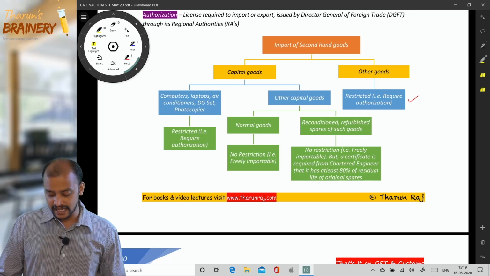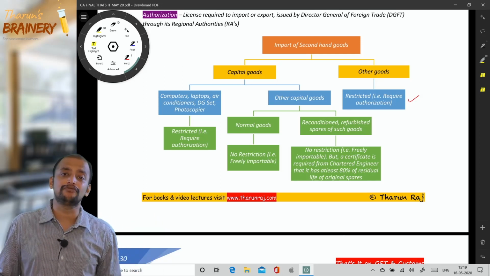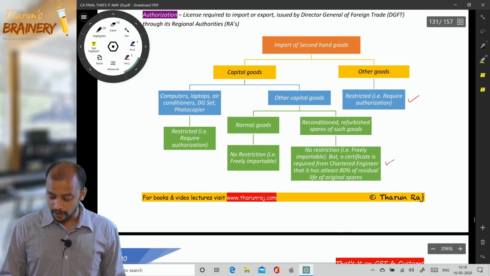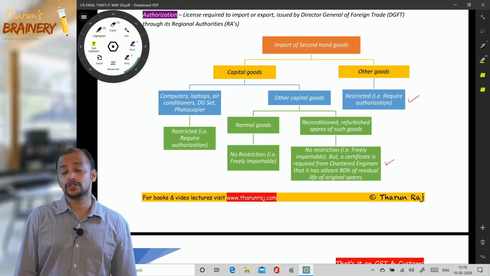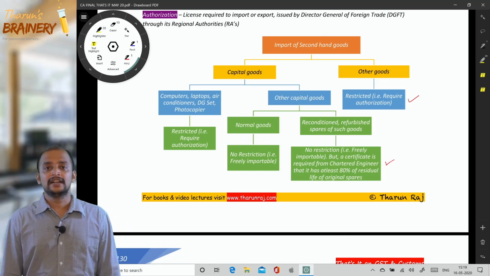But a certificate is required from a chartered engineer that it has at least 80% of the residual life of original spares. This point. What if it does not have 80% of the original life? Then what should we do? In that case, you need a license, you need authorization.